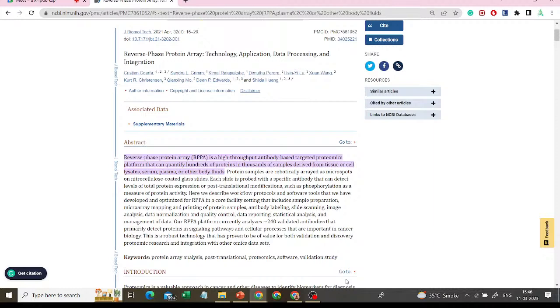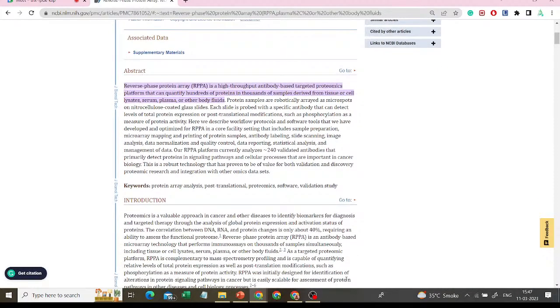Go through it. So you can see that in the reverse phase protein array, technology, application, data processing and integration. So reverse phase protein array is a high-throughput antibody-based targeted proteomics platform that can quantify hundreds of proteins in thousands of samples derived from tissue or cell lysates, serum, plasma or other body fluids. So you just get an overview.